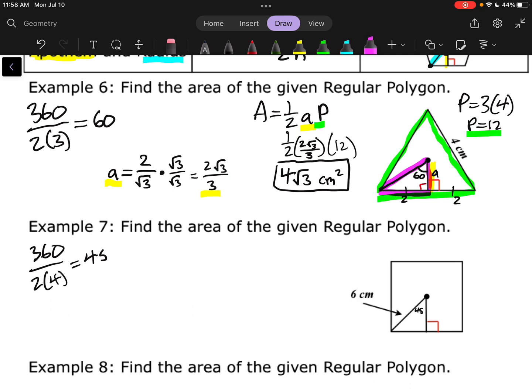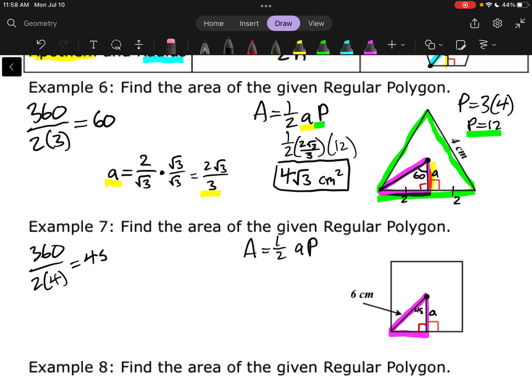So that means that we've got ourselves a little 45, 45, 90 triangle being formed by the radius and the apothem. So let's see where we stand right now. 1/2 AP. Do we know the apothem? Do we know the perimeter? No. In fact, all we know is the radius of this thing. But the radius, the 6, is the hypotenuse of that 45, 45, 90 triangle.